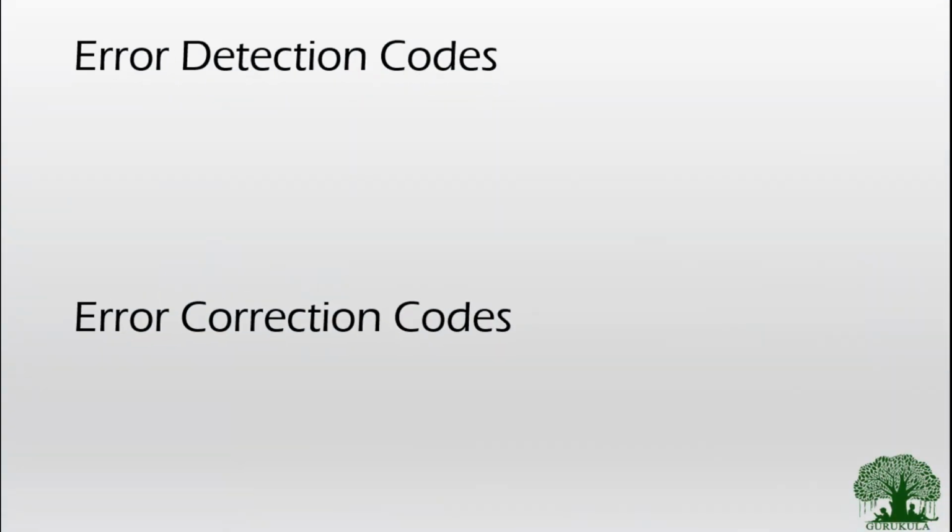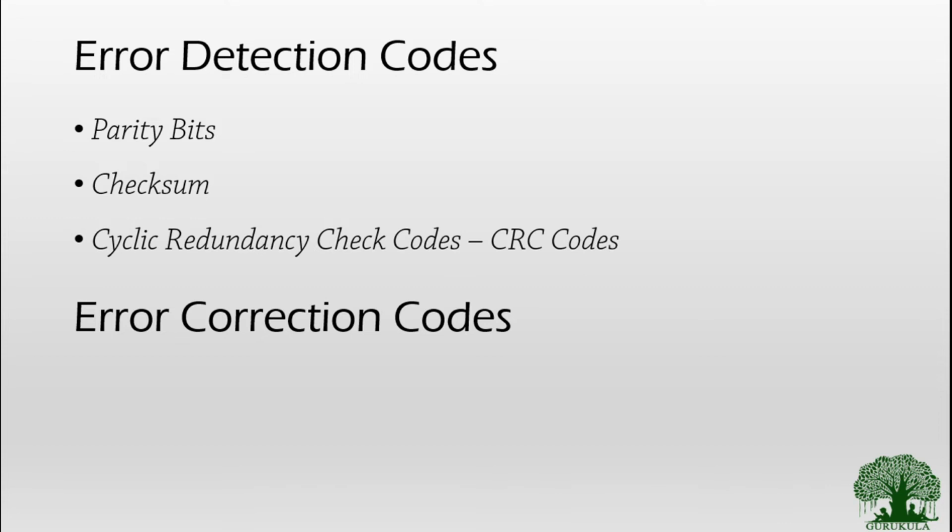So what are all the types of codes? We have different sets of codes for detecting errors, and different sets of codes for correcting errors. We will see them one by one. The first type for detecting errors is the parity bit. The second type is checksum. And the third type is the cyclic redundancy check code, in short CRC codes. Today in this video we will be focusing on discussing the first two error detection codes in detail.